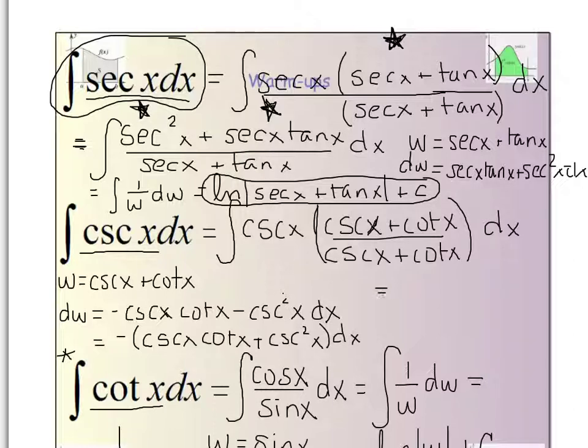So this lovely thing has become the integral of negative 1 dw over w, which is negative natural log of the absolute value of w, which was cosecant x plus cotangent x plus some constant.